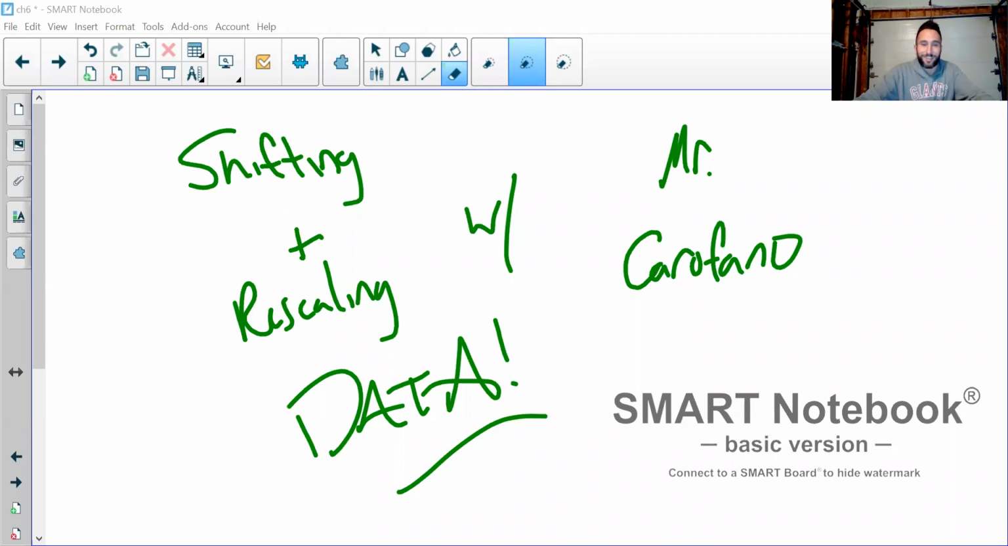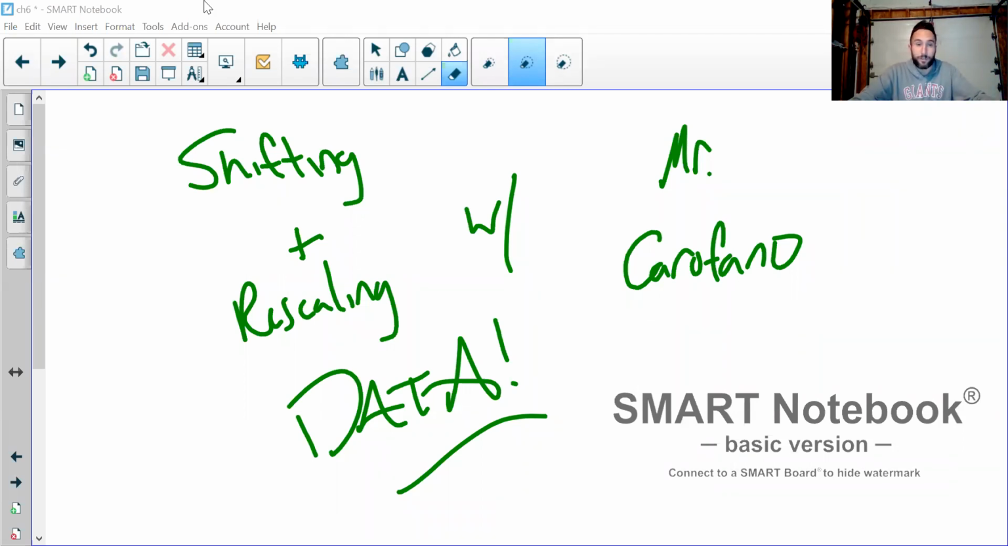Today's lesson, we want to look at shifting and rescaling data, whatever that means. I suppose we should start by figuring out what that means, but probably we don't want to skip over this sweet title slide that I have. Why isn't this working? All right, here we go. So, shifting and rescaling data. Look at that masterpiece.